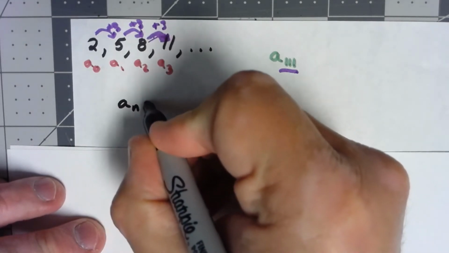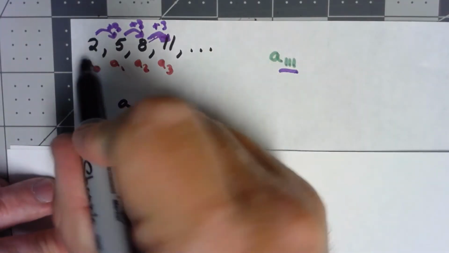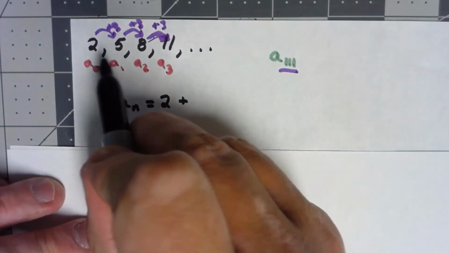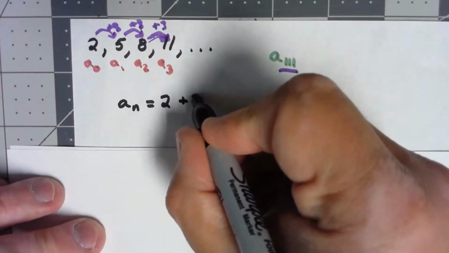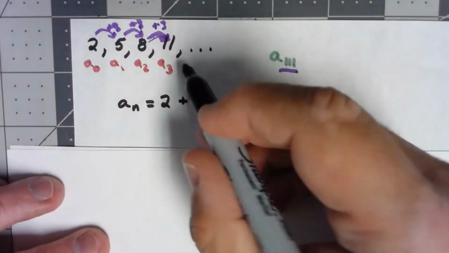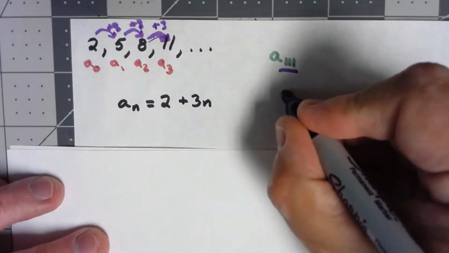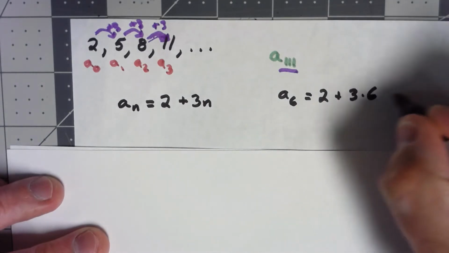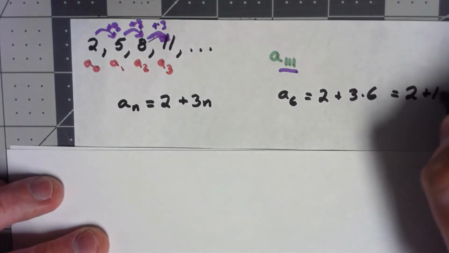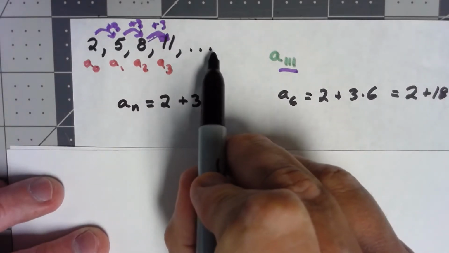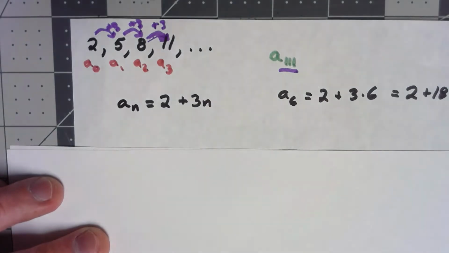My A sub n, my nth term, I'm starting with that 2, and since the index n is how many times I add 3, I can just say 3n. So, if I want to figure out now what is the sixth term, A sub 6 is 2 plus 3 times 6, that's 2 plus 18 is 20. The fourth one is 14, the fifth one is 17, the sixth one is 20.